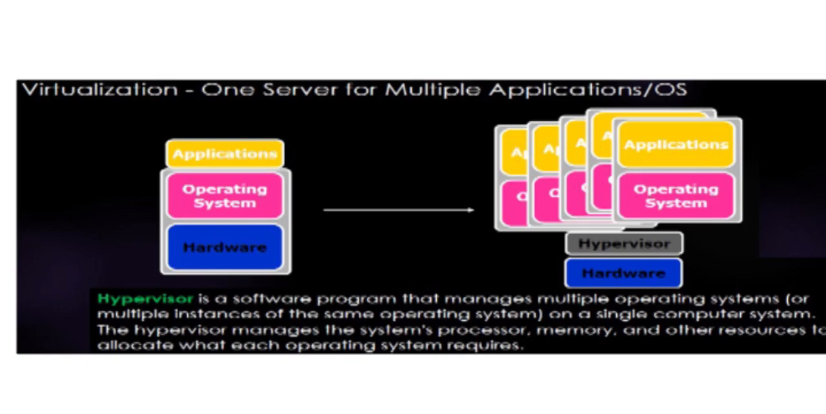Now what is a hypervisor? A hypervisor is a software program that manages multiple operating systems. The hypervisor manages the system's processor, memory, and other resources to allocate what each operating system requires. It operates on a single computer system.